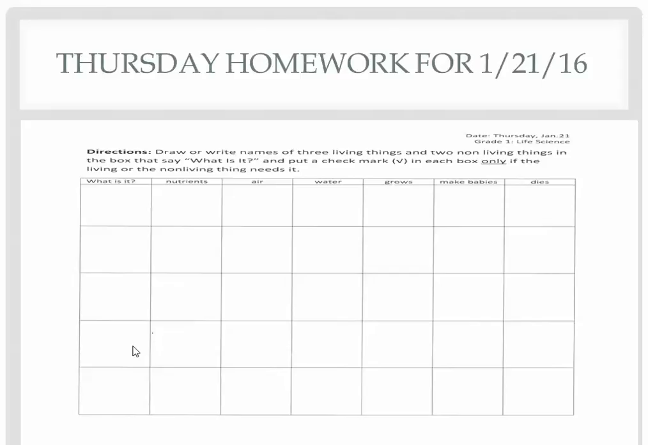Same thing has to be done for the non-living things. So go with each of the boxes and then check it if they need it and put an X in the box if they do not need it. And this is all for this week's science homework.